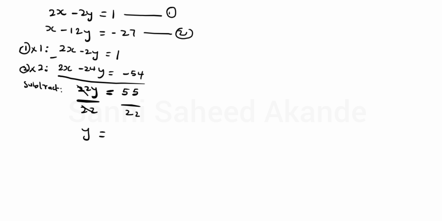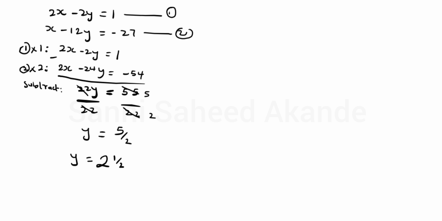11 in 55 will give me 5. 11 in 22 will give me 2. So I have 5 over 2 left. So y is equal to 2 whole number 1 over 2. Understood? That's the value of y.